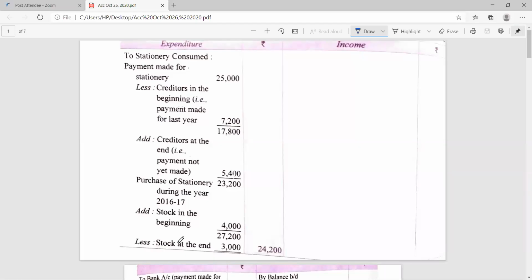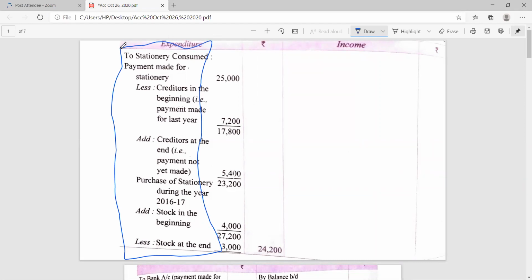Good morning, students. While continuing the chapter, Accounts of Not-for-Profit Organizations, today we will learn how consumable goods are to be recorded. Here is a formula that I am highlighting on the screen. Whenever the material consumed is to be calculated, this formula is to be used. First of all, suppose a lot of stationery is used in the business, so whatever stationery is consumed is to be calculated.